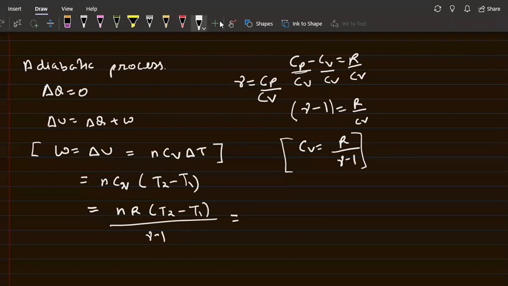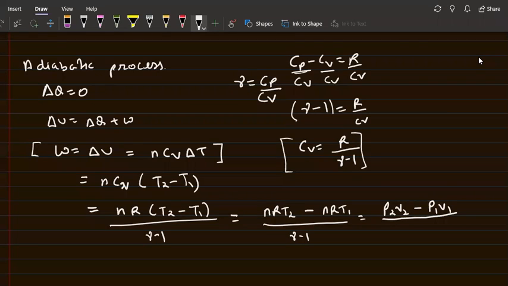Now we know that nRT2 minus nRT1 by gamma minus 1. What is nRT2? Can I say that nRT2 is P2 V2? Yes or no? And nRT1 is P1 V1, and this is over gamma minus 1. Okay, everyone got this? The meeting will end in 1 minute, so please join again. So I hope all of you understood this formula for work done. Yes or no?